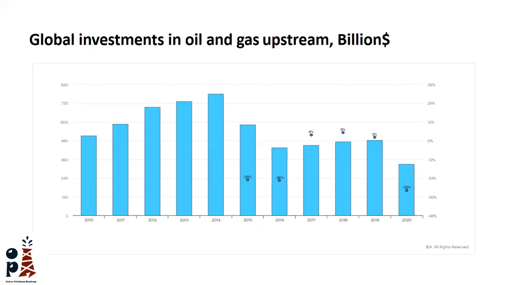We will see that from 2010 to 2019, global investment increased until 2014, reaching $809 billion from $500 billion, then decreased to around $500 billion in 2019. This reflects that the oil price also increased from 2010 to 2014, and then decreased to 2019.